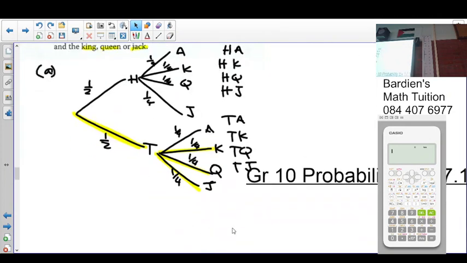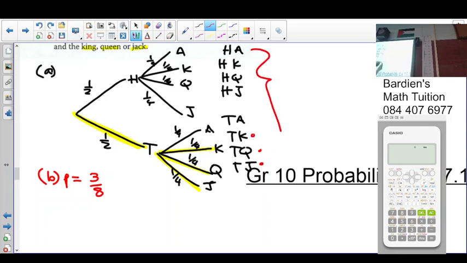So this should simply be B is equal to, probability would be 3/8. Why? Because that's 1, 2, 3 options out of 8 total. That's one way of looking at it.